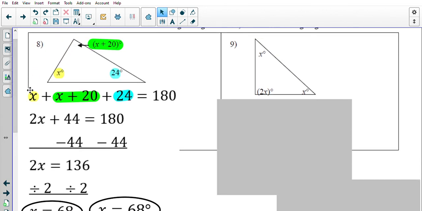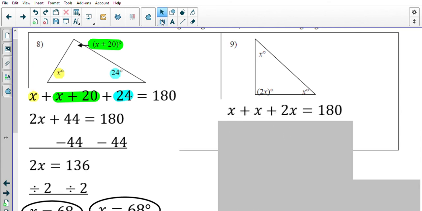All right, number 9, we know these three angles also add to 180. So we've got x plus x. I'll go ahead and highlight them so you can see where they each come from. Plus 2x has to equal 180 degrees. And again, kind of like in our first lesson in this unit, basically we're going to have things that equal 90, equal 180, or are equal to each other.